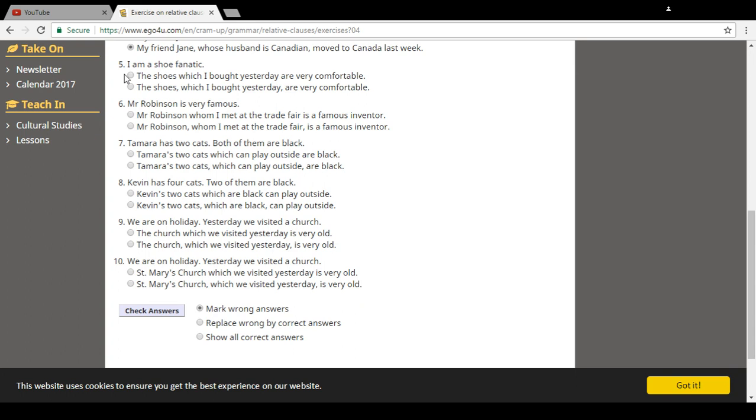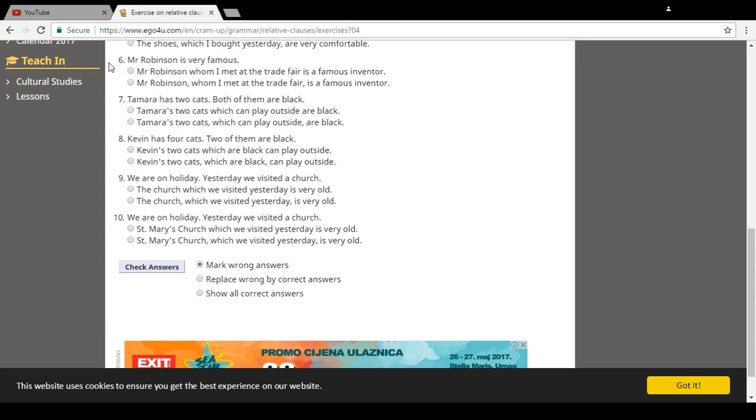Znači, ovdje će, pošto je on fanatik što se tiče cipela, jednostavno ima više cipela, pa sad moramo definisati koje su to cipele, jer kad ima puno ormara, je l' da, kod kuće. Fantastično, bravo. Mr. Robinson is very famous. Mr. Robinson, whom I met at the trade fair, is a famous inventor. Znači, on je poznat, ne moram ga definisati.